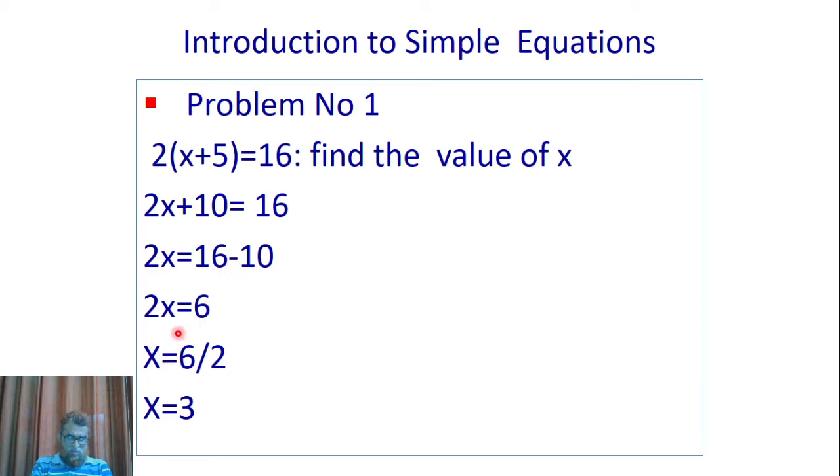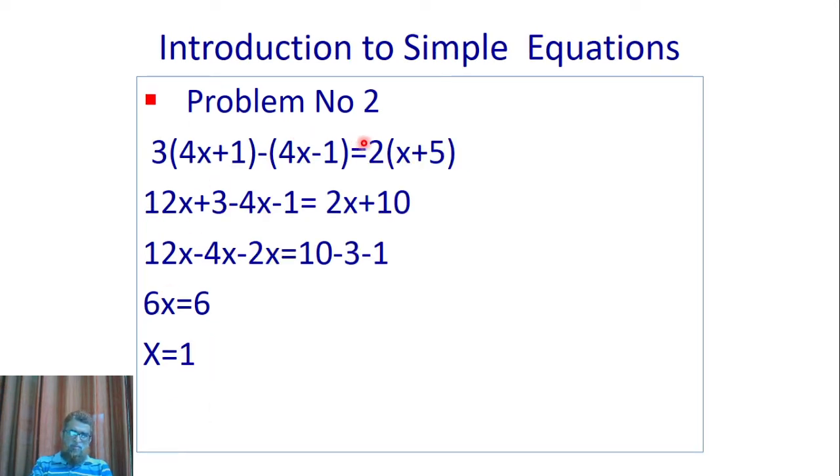Now x is equal to 6 by 2. When the item which is multiplied is taken from left hand side to right hand side, or from right hand side to left hand side, if the side is changed, the multiplication will become division. So instead of 2x, it will be x here. 2 will be taken from this side to this side. Instead of multiplication, it will be 6 divided by 2. So 6 by 2 is 3. See, this is the first problem.